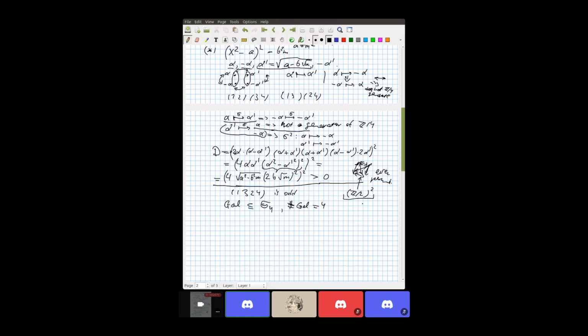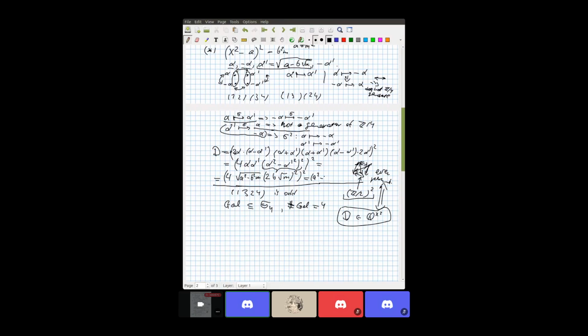So if it is like this, then it consists of even permutations. And do you remember the criterion? It consists of even permutations if and only if the discriminant is a square. You see? So what we have to check here is what this discriminant is.